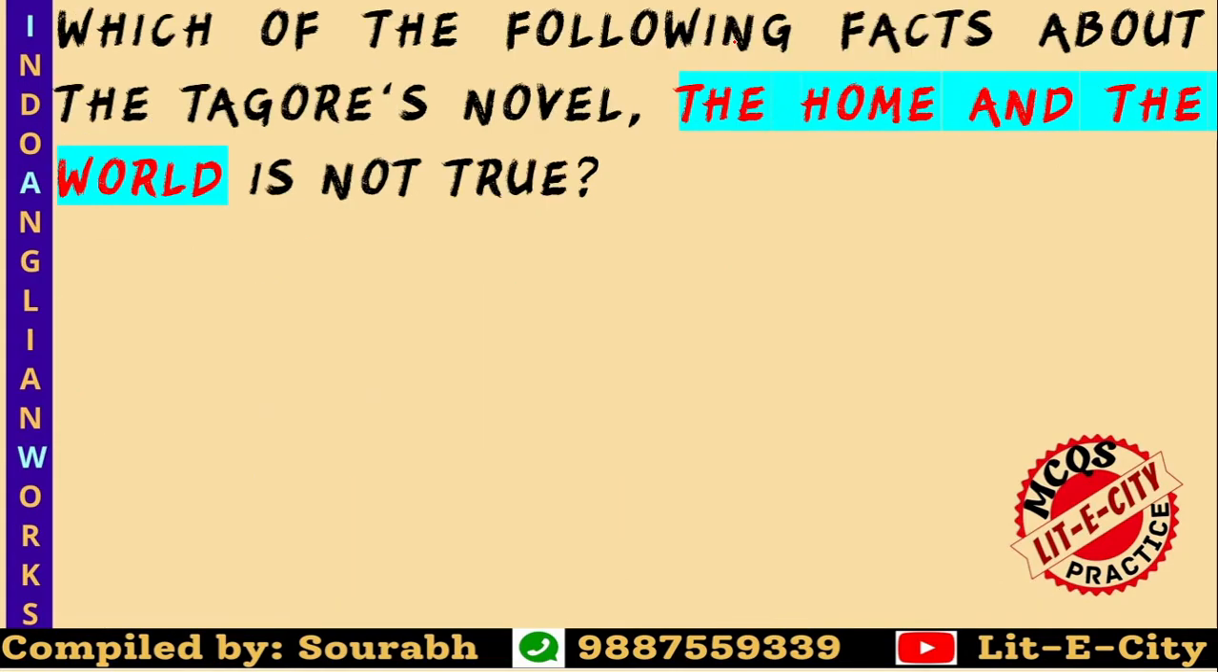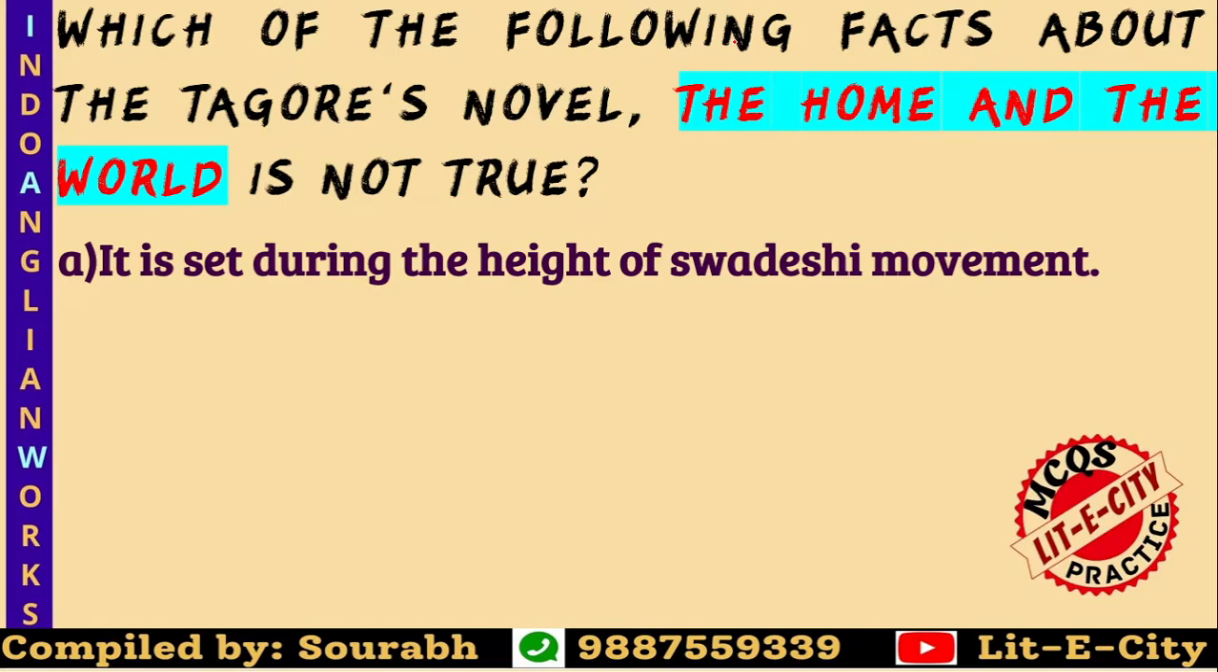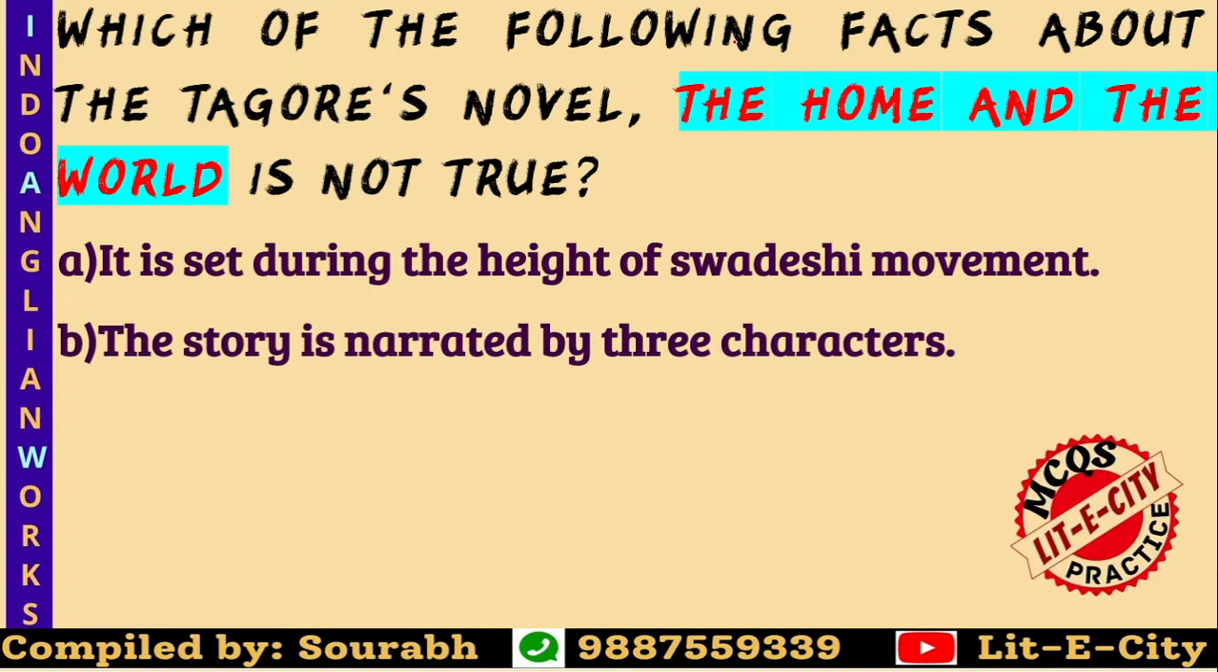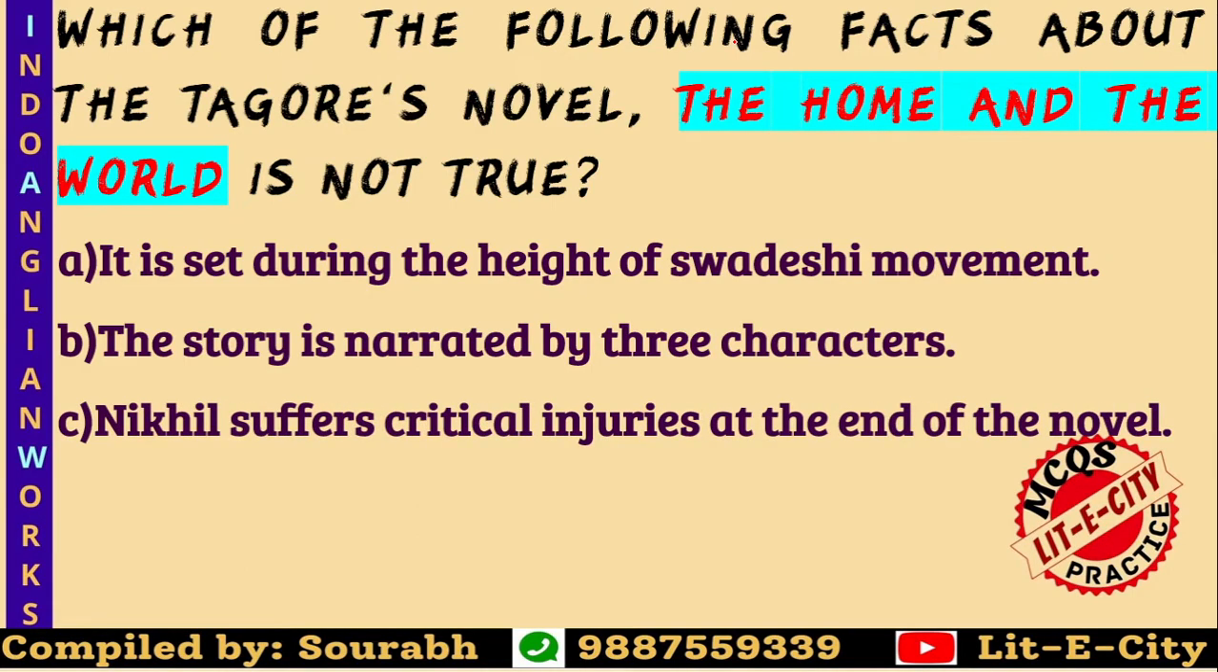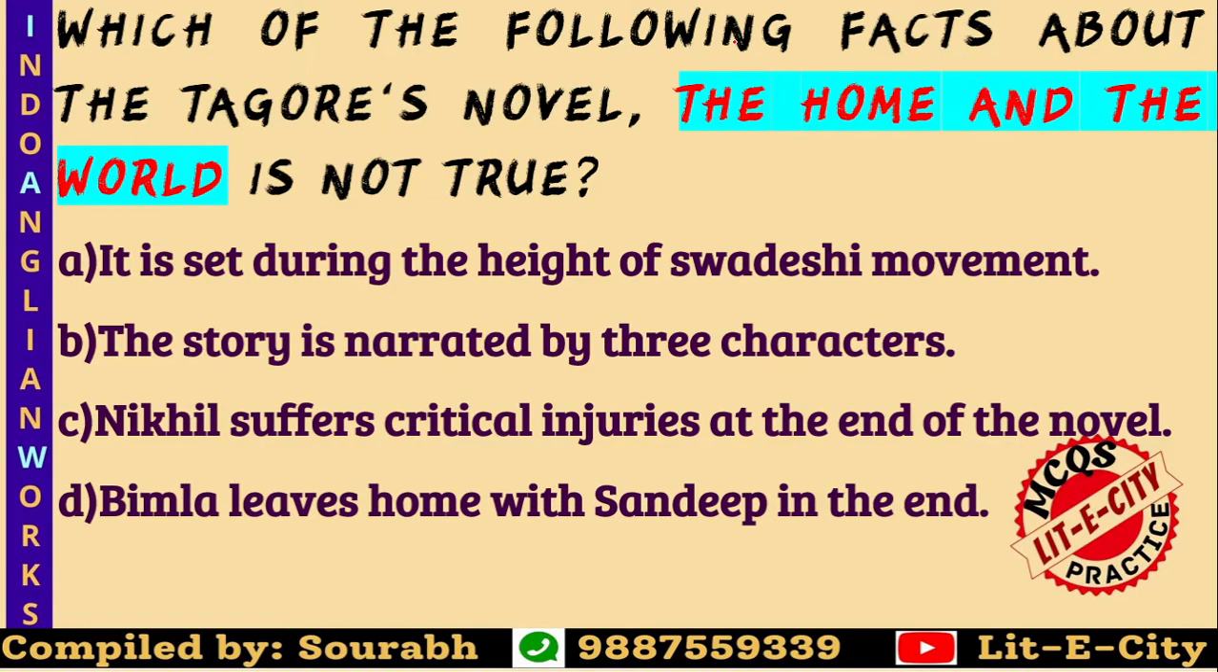Our next question, dear friends, is: which of the following facts about Tagore's novel The Home and the World is not true? It is set during the height of the Swadeshi movement. The story is narrated by not one or two but three characters. Nikhil suffers critical injuries at the end of the novel, and Nikhil is the protagonist.